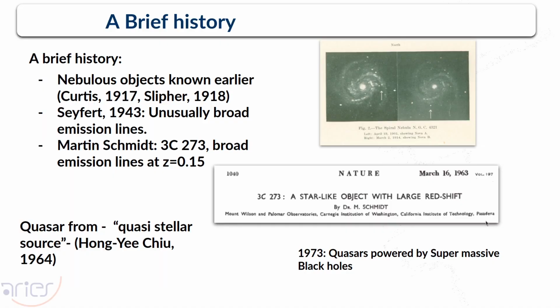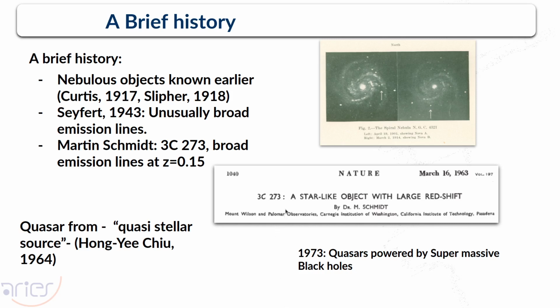Martin Schmidt discovered this spectrum, and he interpreted that this object could be explained as located at a redshift of 0.15. This work he published in Nature, and if you look at the title, it's quite interesting: A star-like object with a large redshift. They were not sure whether these are galaxies or something else, so he said that these are star-like objects.